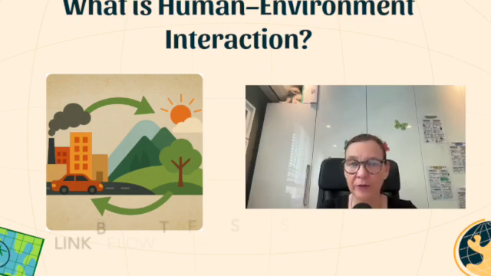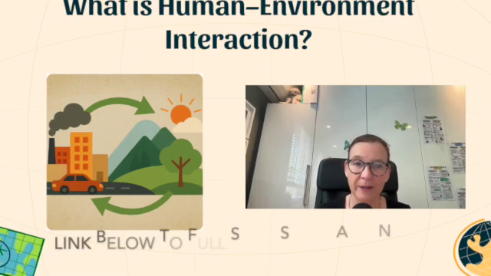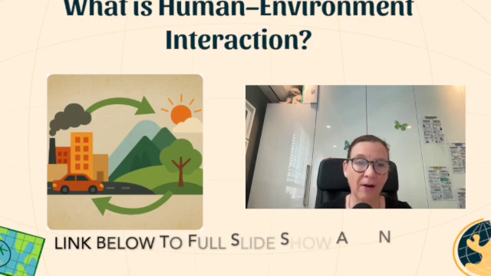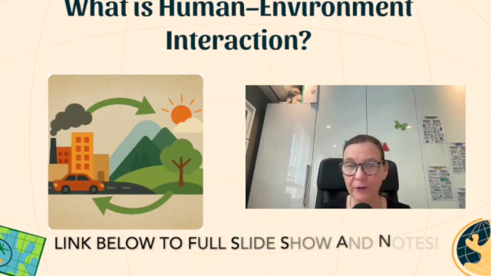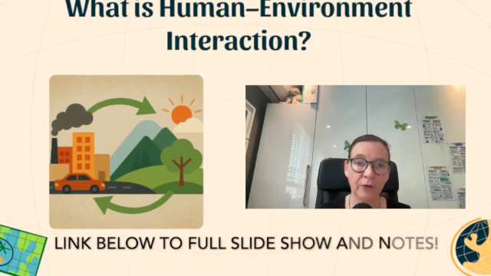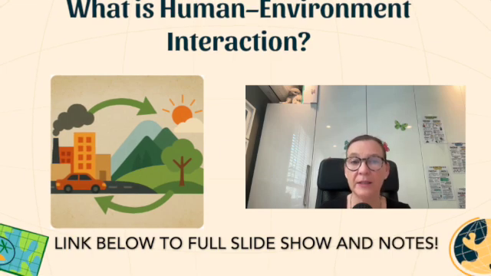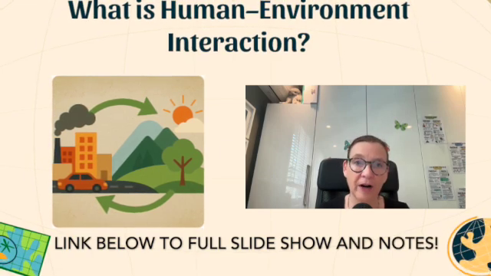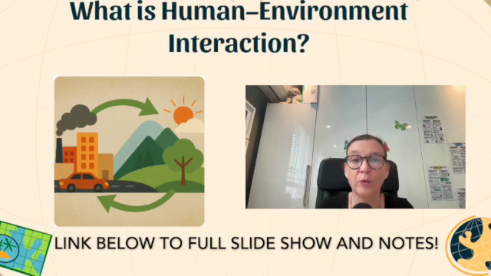So human environmental interaction is all about how people and the environment affect each other. It looks at all the ways humans depend on, adapt to, and modify their surroundings. So for example, think about irrigation systems built in the desert. That's people changing their environment to grow food in a place that otherwise would be too dry.